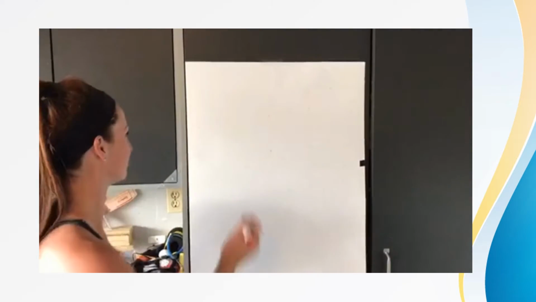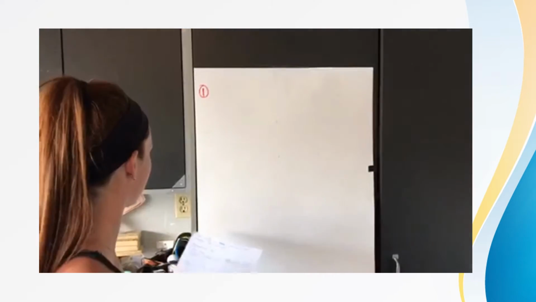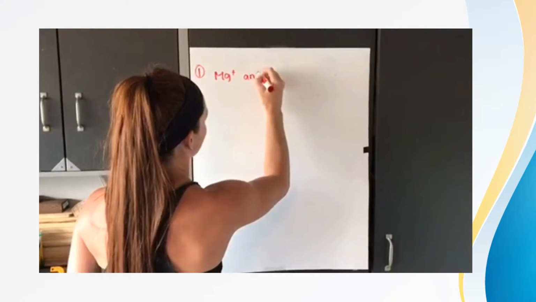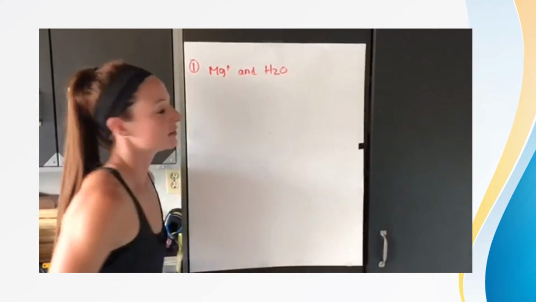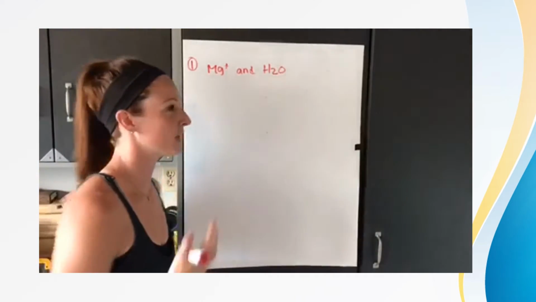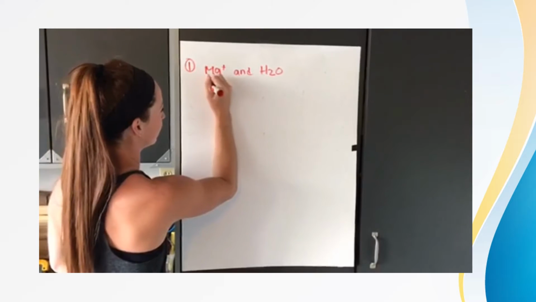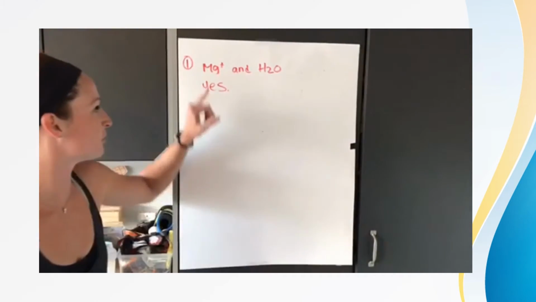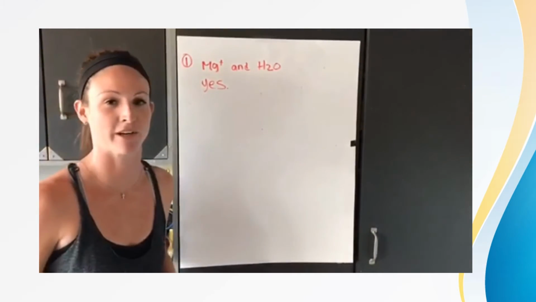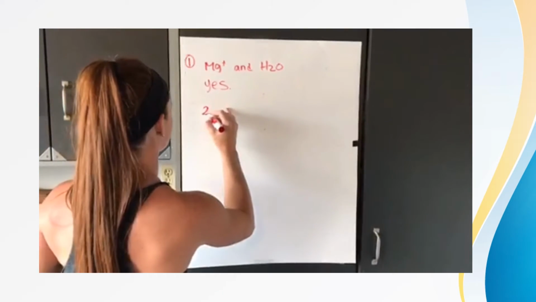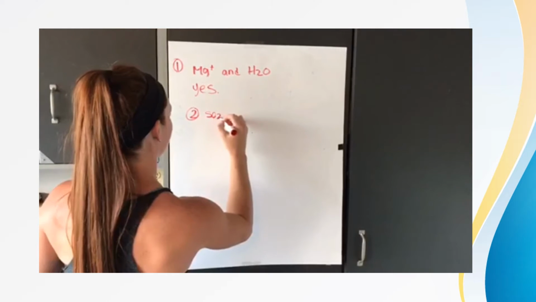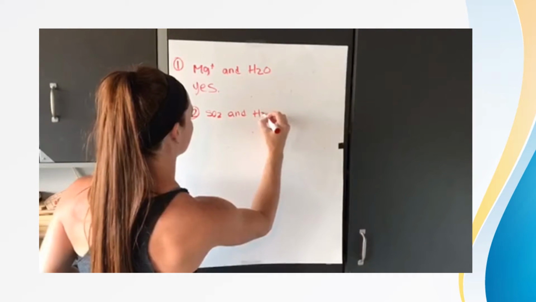So we're going to go over a couple problems. Number one, I'd like you to answer if ion-dipole interactions can occur between magnesium and water. So go ahead and click pause and work on this problem. The answer to this problem is yes. Ion-dipole interaction can occur because we have an ion with the formal charge and the dipole's on a polar molecule, which will have ion-dipole interaction.